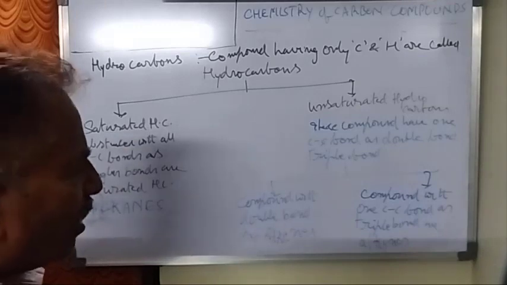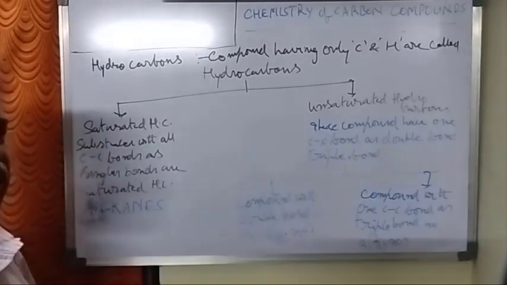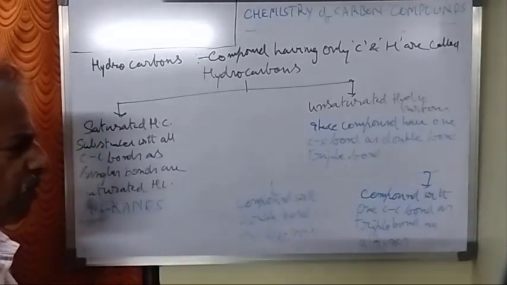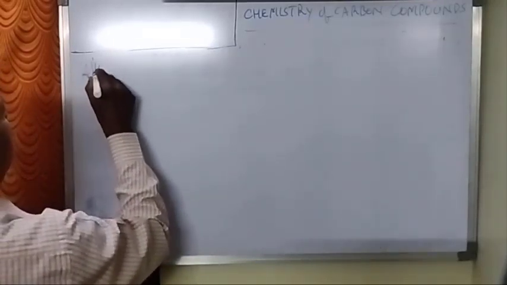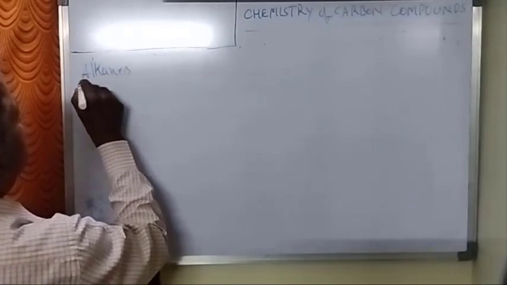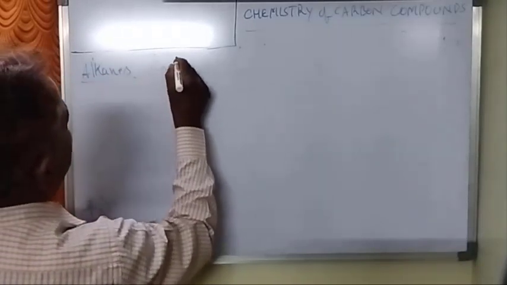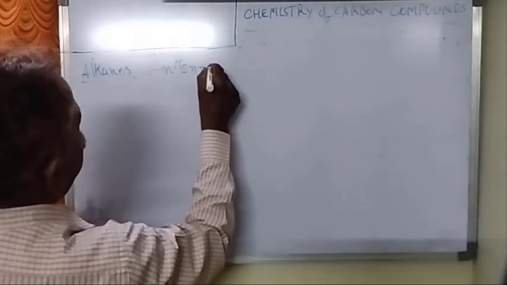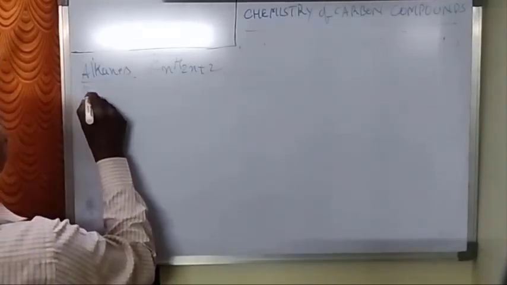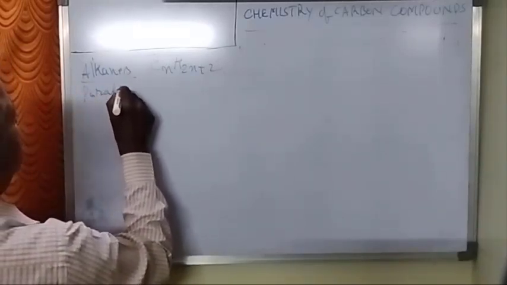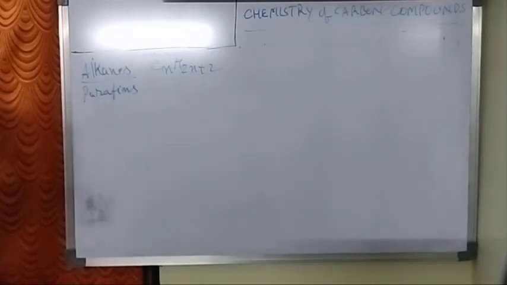Now let us learn about the saturated and unsaturated hydrocarbons in detail. Saturated hydrocarbons, that is alkanes. Alkanes general formula CnH2n+2. That means if we keep n equal to 1, 2, 3 and so on, we get different substances. Alkanes are also referred as paraffins because they are waxy like substances.